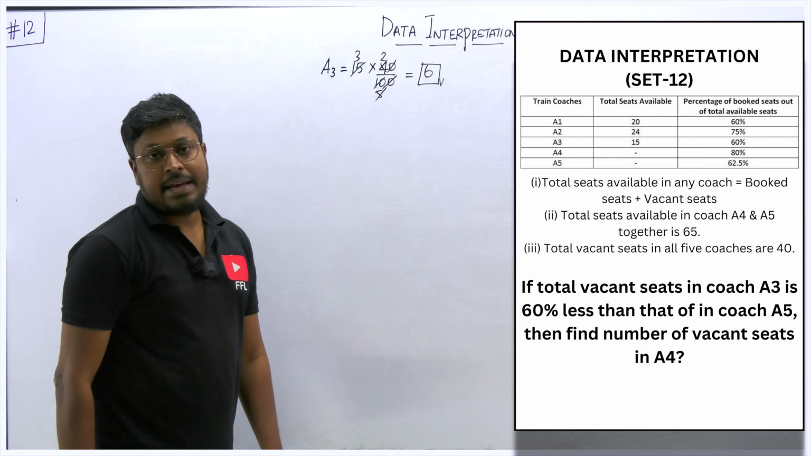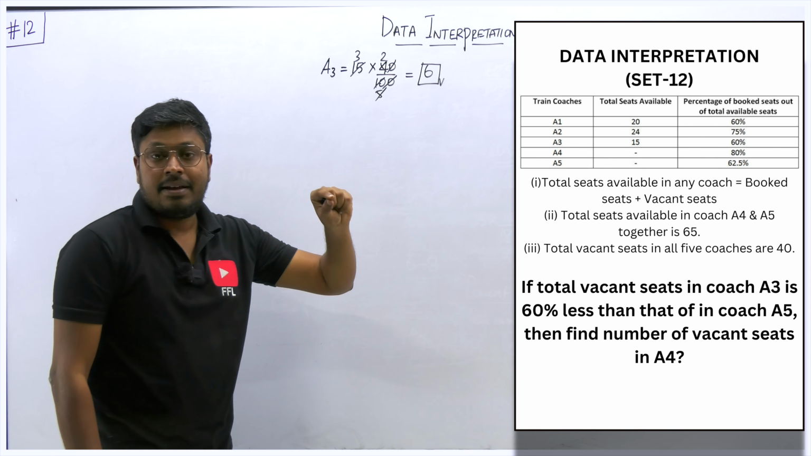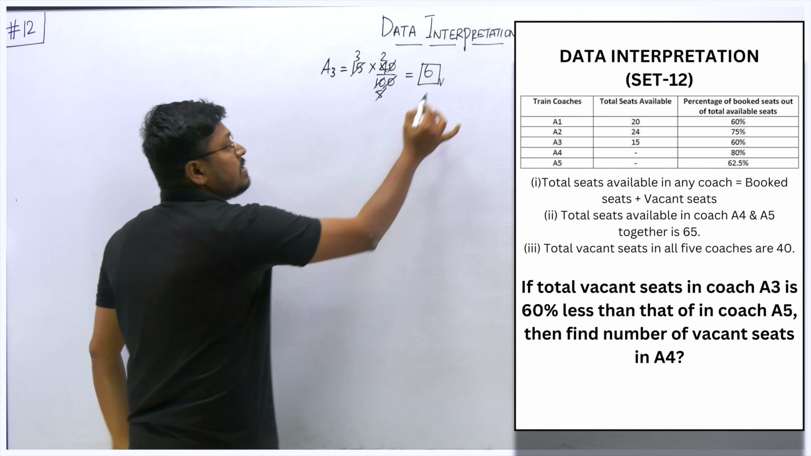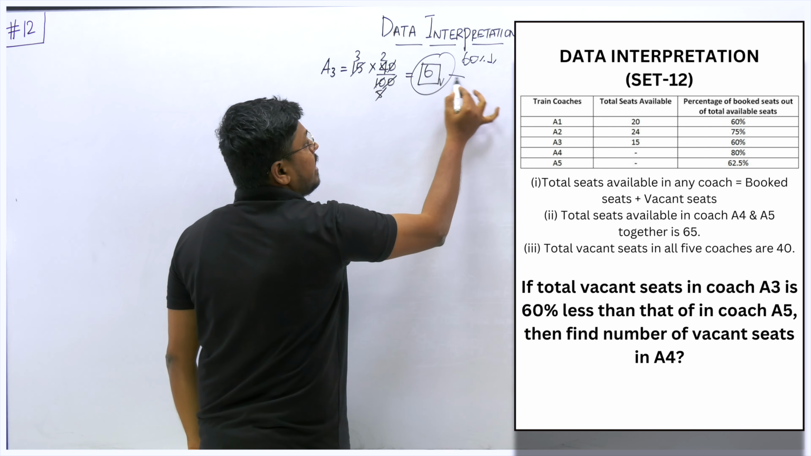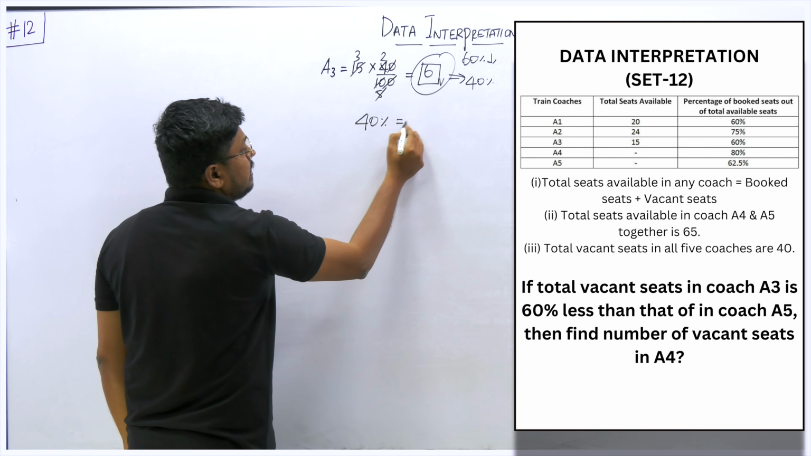So now what they are saying is, these 6 vacant seats are 60% less when compared to the vacant seats of coach A5. So that means if this value is 60% less, then this value will be 40%, yes or no, right? So 40% will be this 6.